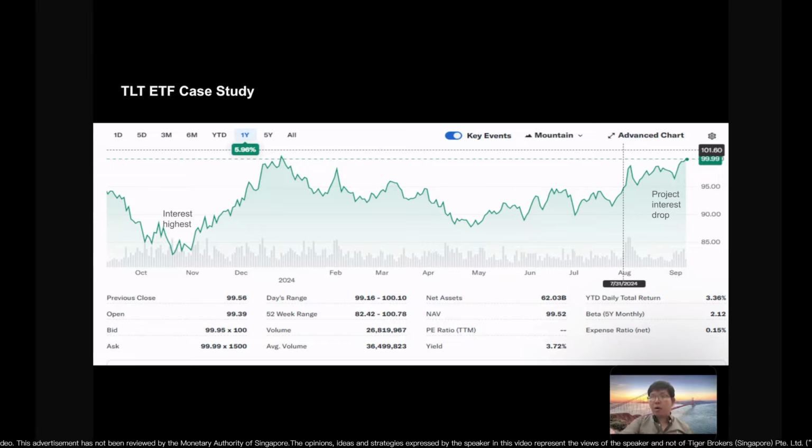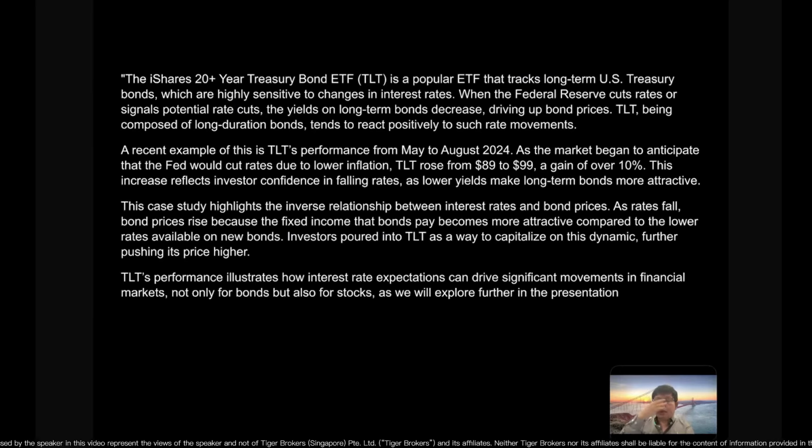Somewhere in July or August, when Powell signaled a decrease in interest rates, TLT moved up by $5, then followed by another $5. So from July to September, or now in October, it went up by 10%. TLT just blew up. In addition, it pays dividends monthly. So what is TLT? TLT tracks long-term US bonds.